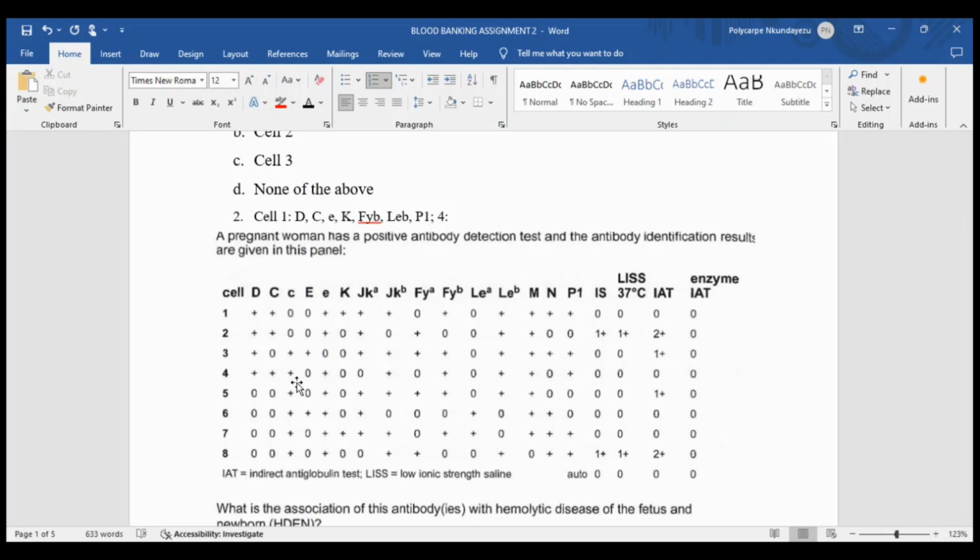Why? It is heterozygous and it has to be double dose to be excluded. Okay.